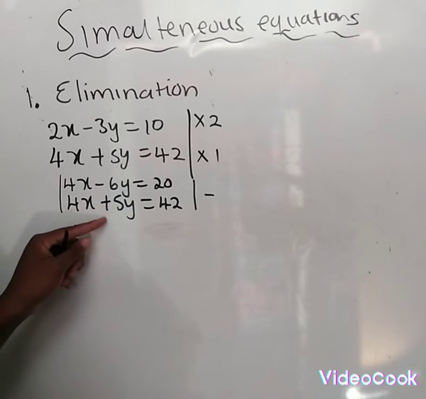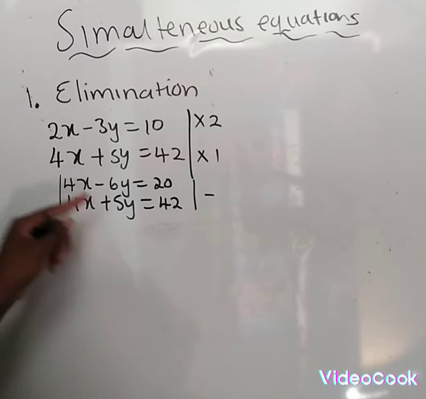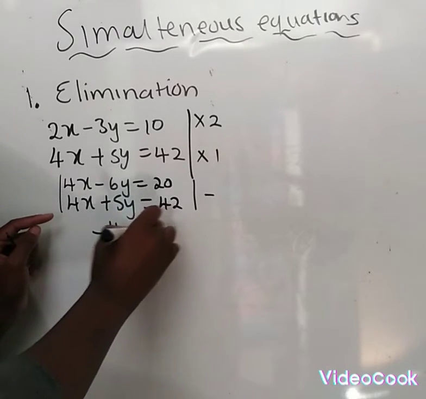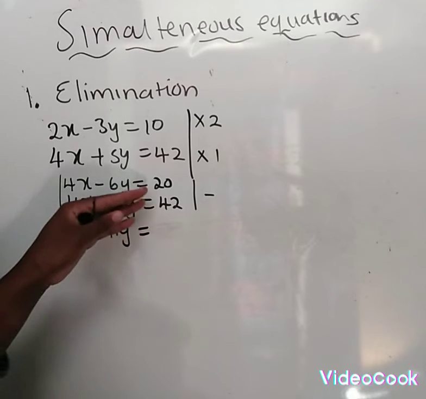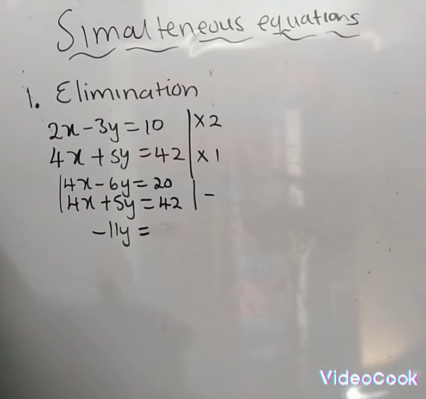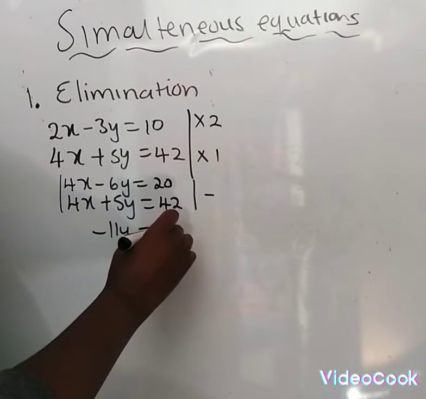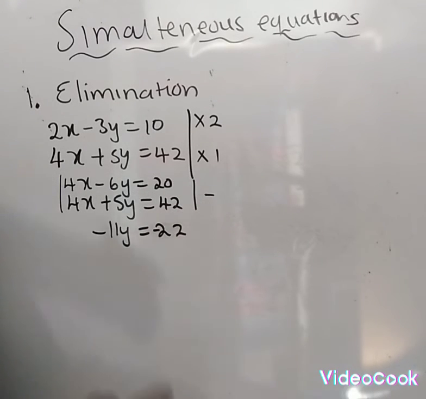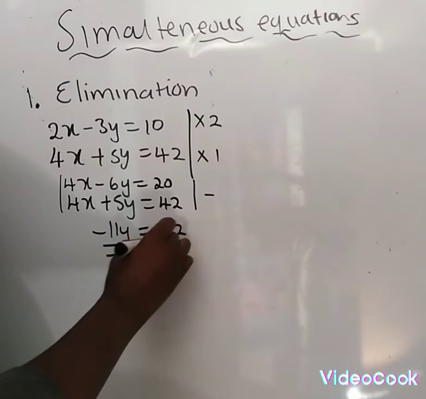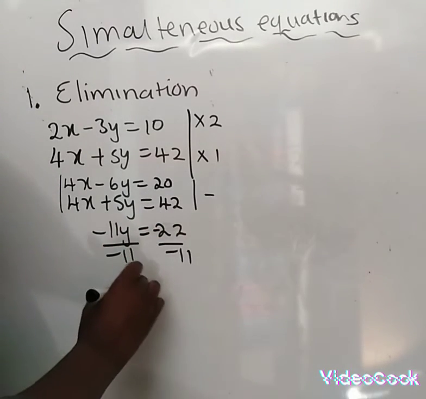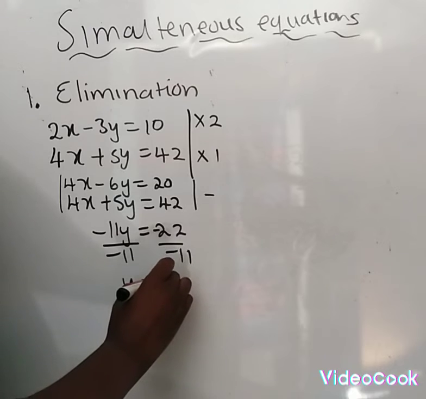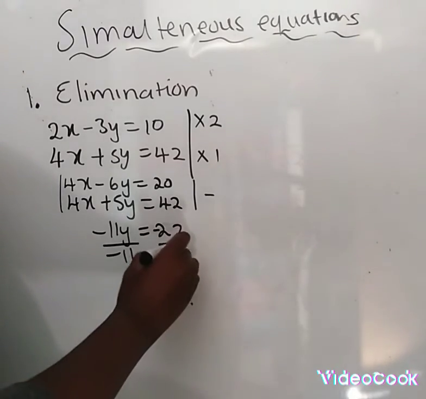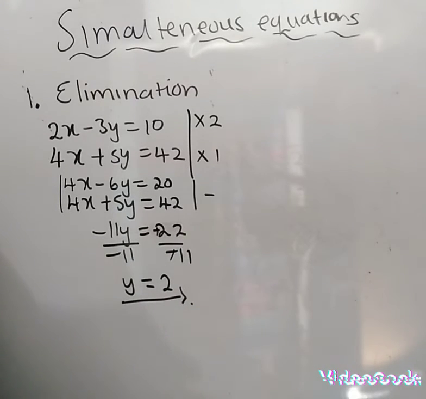But what is minus 6y plus minus 5y? Plus and a minus will give me a minus. So I'll get a negative 11y is equal to 20 minus 42, which is a negative 22, right? What's the next step? We divide by negative 11 both sides. We get our value for y as a positive 2. I'm sure you can see where the positive is coming from. The negatives and negatives, they have cancelled out there.